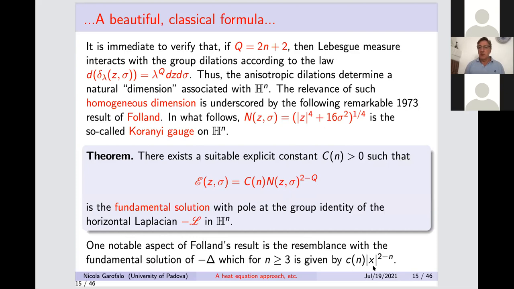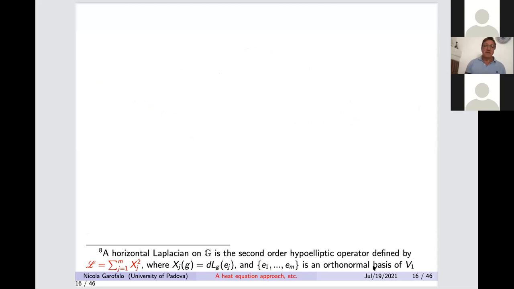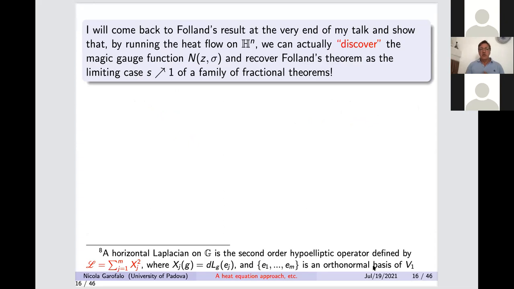All right, but the similarities are just on the surface, as you will shortly see. So I'll come back to this result by Folland at the very end of my talk and show you that by running the heat flow in H^n, we can actually discover the magic gauge function N and recover Folland's theorem as the limiting case, in the limit as s goes to one, of a family of fractional theorems.